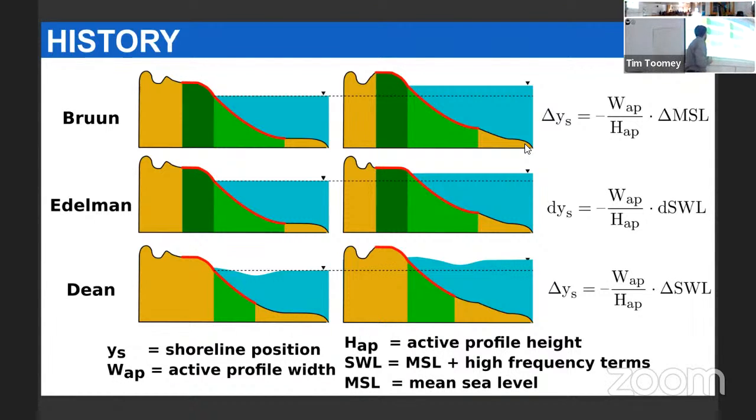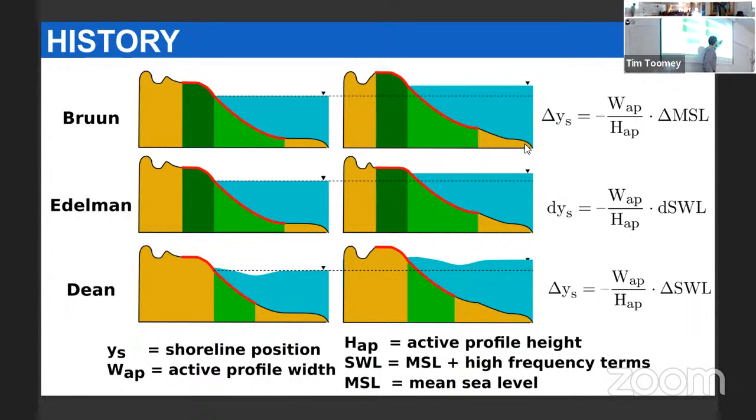Then later, Edelman in the 70s also proposed to use the same idea, but he was instead interested in analyzing what happened before and after a storm. So now we are not dealing with mean sea level slow changes, but with still water level, which is the horizontal change of this level. And he assumed that since the time scale of a storm is not long enough to change the overall profile of the emerging part of the beach, it will remain the same.